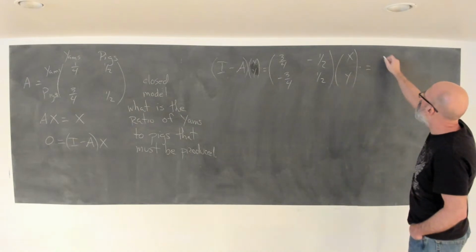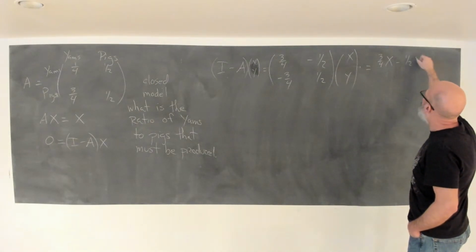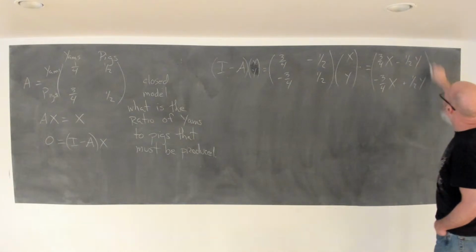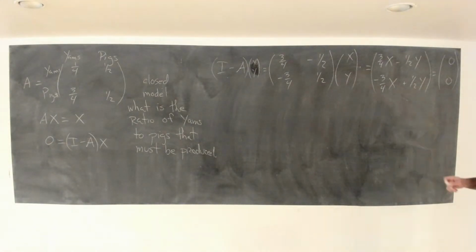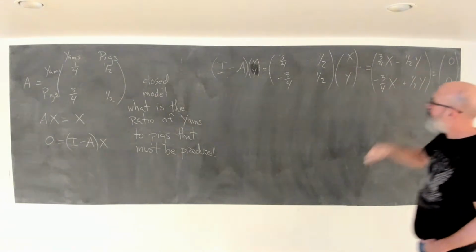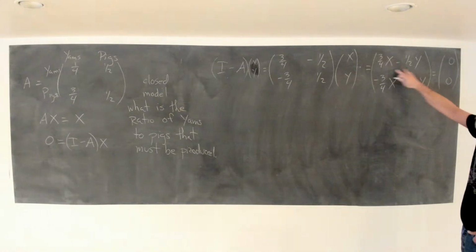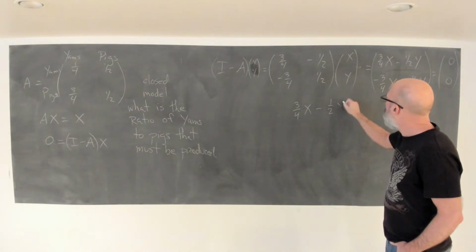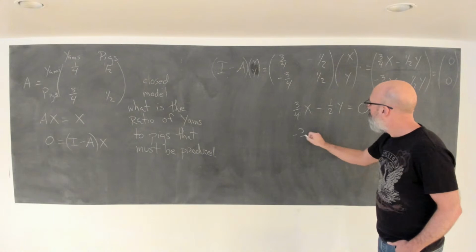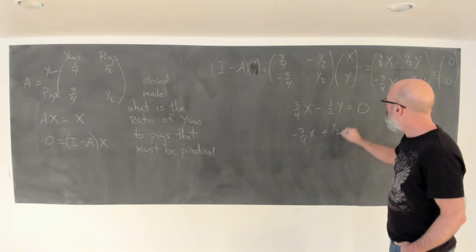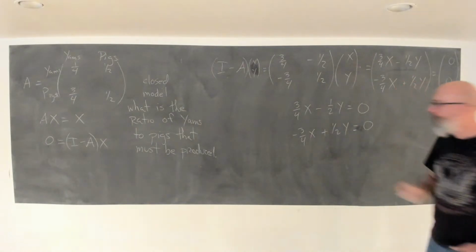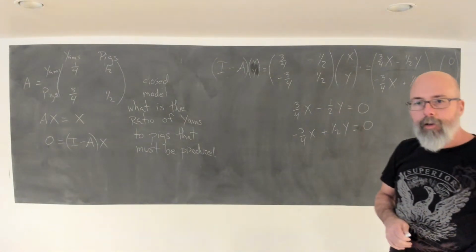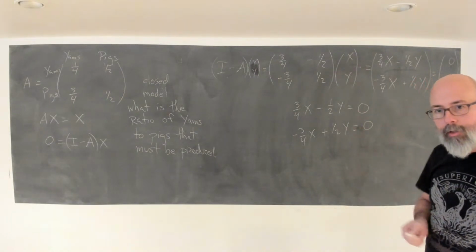But what is that? This is 3/4 x minus 1/2 y and minus 3/4 x plus 1/2 y. So we're asking, when is this equal to 0? Well, this gives rise to a system of equations, right? First entry must be equal to the first entry. And second entry must be equal to the second entry. We have a system of equations which we can solve by putting everything into a matrix and row reducing.